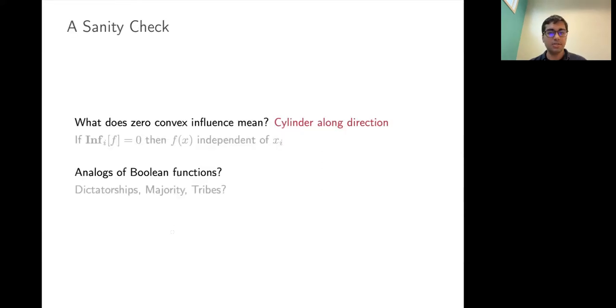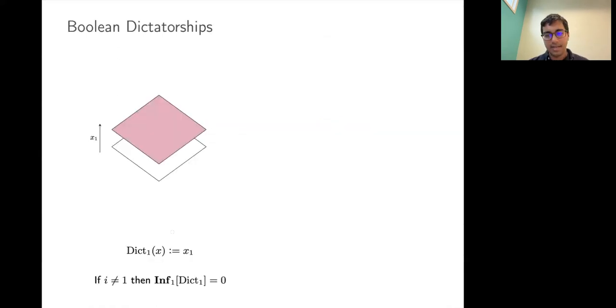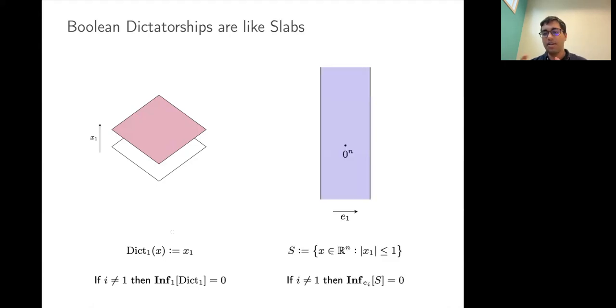Another natural question is whether there are analogs of the Boolean functions that we know and love for the convex setting. So it turns out that we do indeed have analogs. The analog of dictatorship is just a slab oriented along some direction. And indeed, when you dilate the slab along any other orthogonal direction, the influence will be 0. But when you dilate along that direction, the influence is a constant.